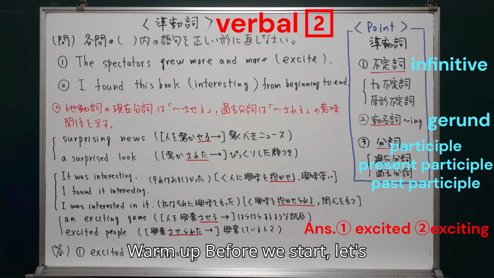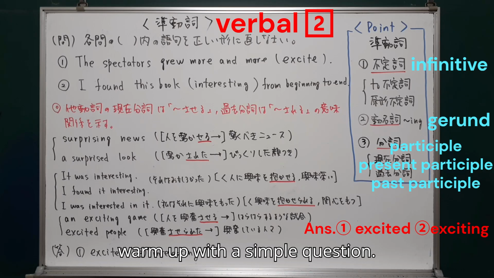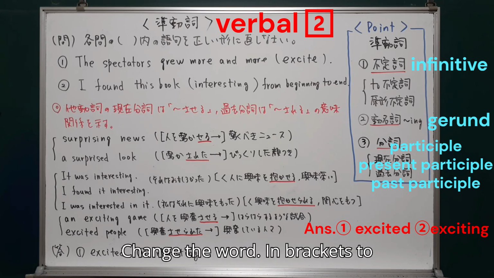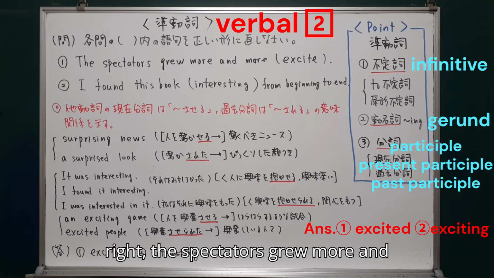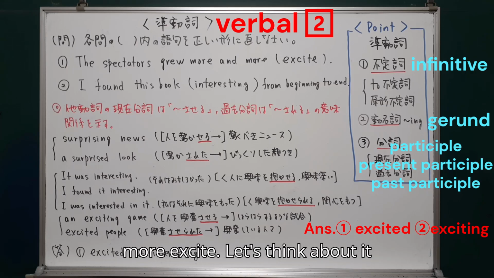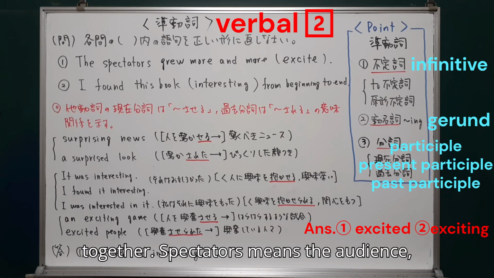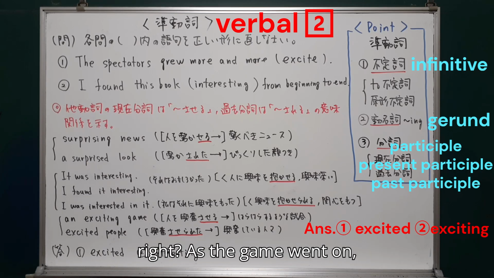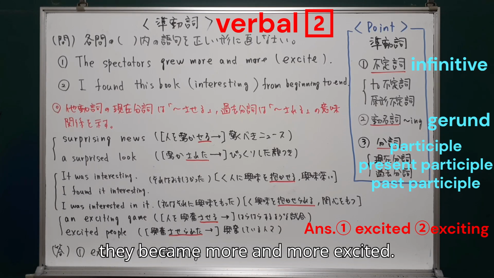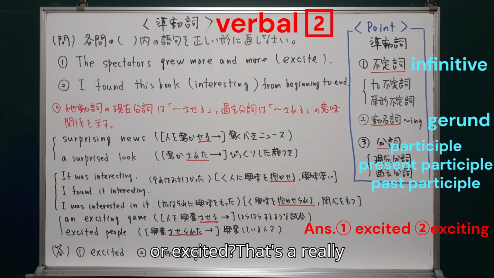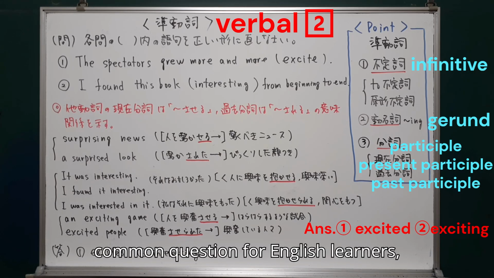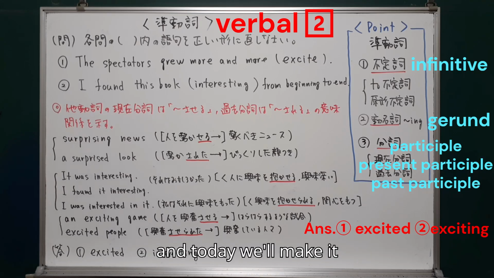Warm-up. Before we start, let's warm up with a simple question. Change the word in brackets to the correct form. The spectators grew more and more excited. Let's think about it together. Spectators means the audience, right? As the game went on, they became more and more excited. So which form is correct, exciting or excited? That's a really common question for English learners. And today we'll make it super clear.